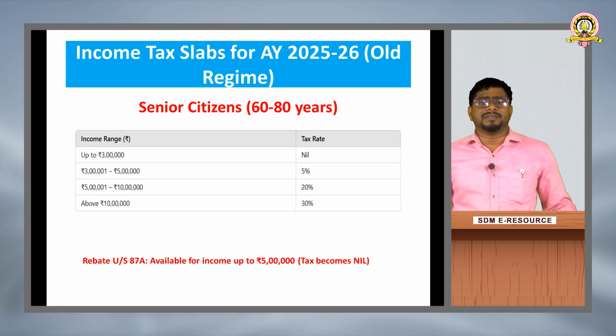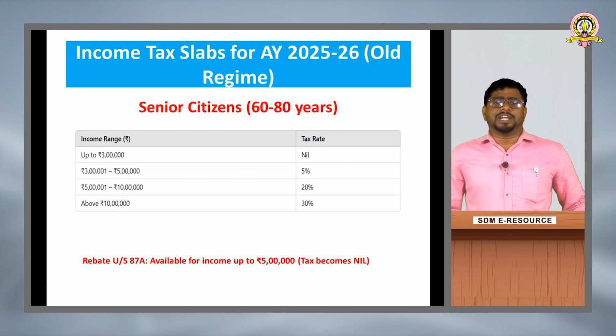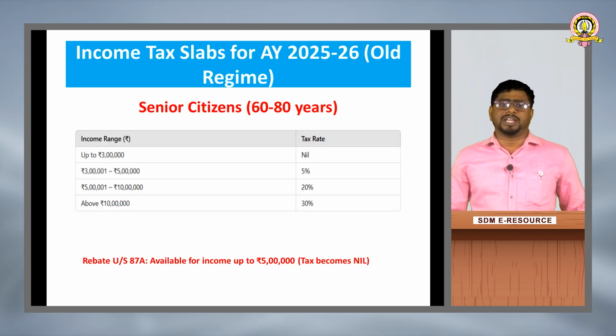Next, senior citizen, age between 60 and 80 years. Here, up to 3 lakh, they need not pay any tax. 3 lakhs to 5 lakh, 5%. 5 lakhs to 10 lakh, 20%, and 10 lakh and above 30%. And the same rebate or relief under section 87A is available for the income up to rupees 5 lakh.